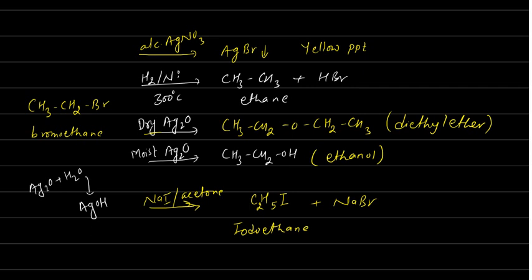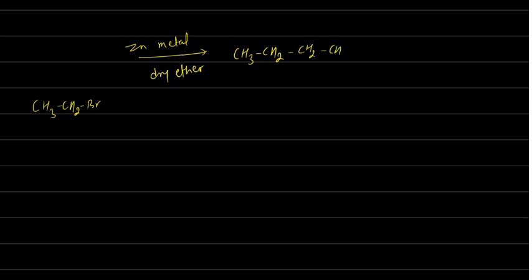Again, I'm taking another reaction here. I'm taking CH3CH2Br when it reacts with zinc metal in the presence of dry ether, then the product formed is CH3CH2CH2CH3, that is an alkane with double the number of carbons, n-butane, plus ZnBr2, and this reaction is also called the Frankland reaction.